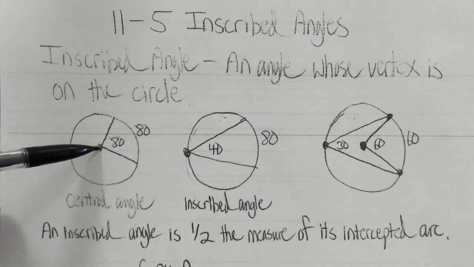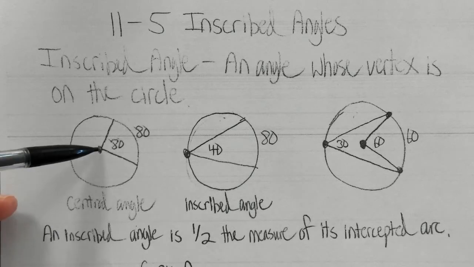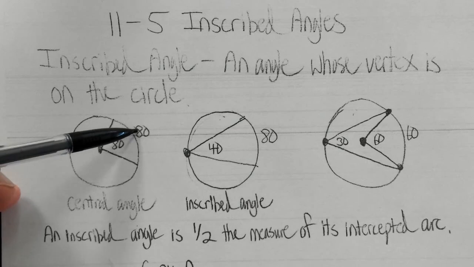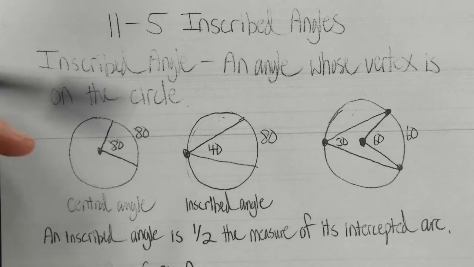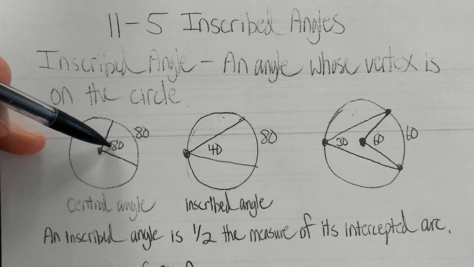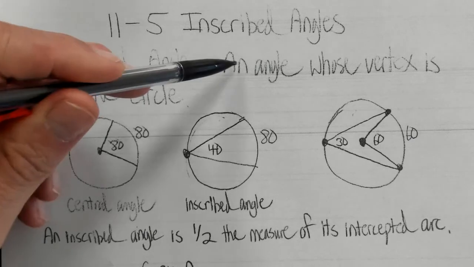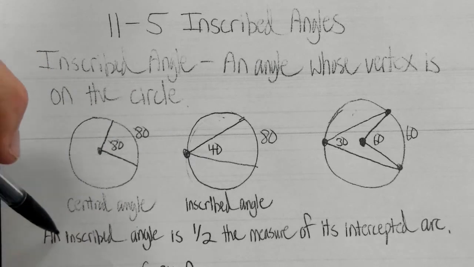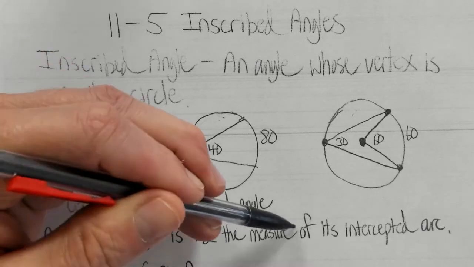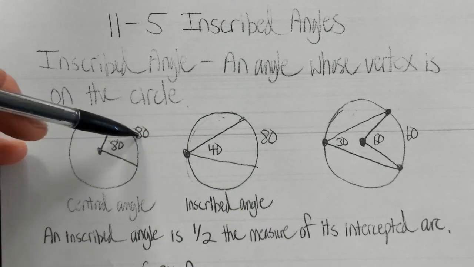Okay, so up to this point, we've looked at central angles. Well, in a central angle, the vertex is in the center of the circle, and remember, the central angle and the arc have the same degree measure, right? So for the central angle, if the degree measure is 80, then the arc is 80. An inscribed angle is an angle whose vertex is on the circle, and an inscribed angle is half the measure of its intercepted arc.